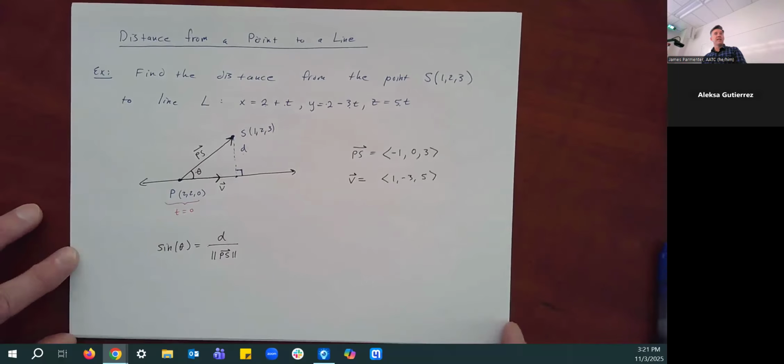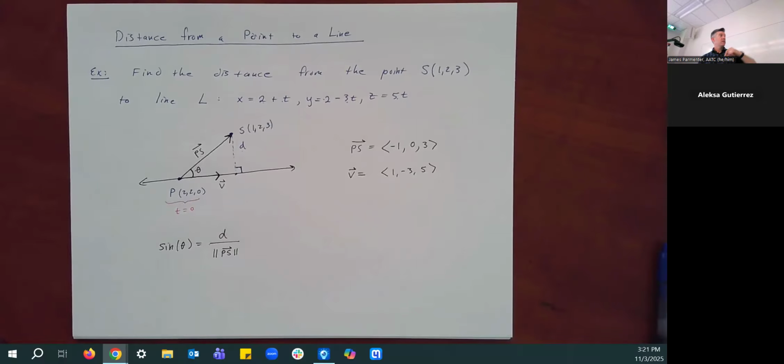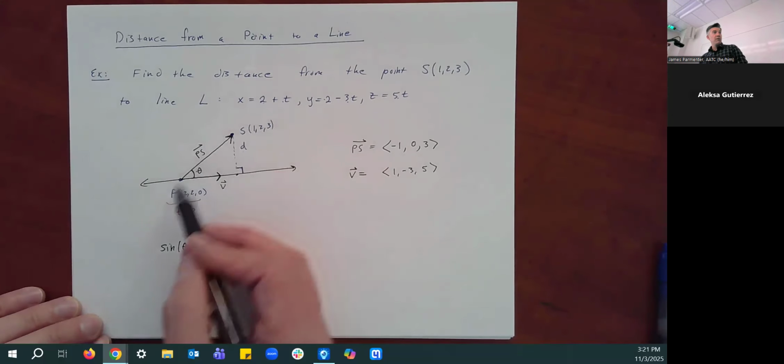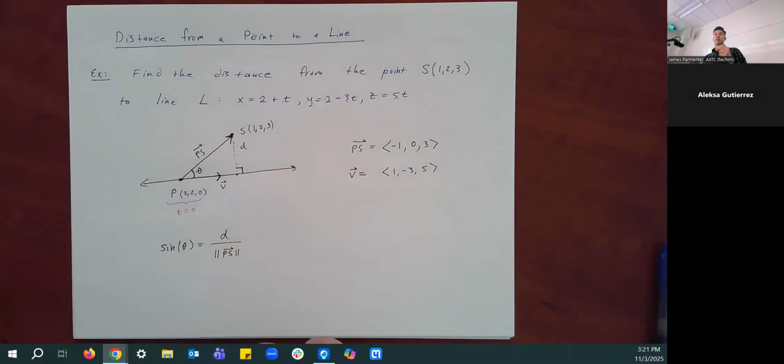A question? Say it one more time. For the vector PS? All I'm doing to find the vector PS is taking the S coordinates and subtracting the P coordinates. Whenever you have a vector that starts at one point and ends at another point, we're just finding the difference in the points, essentially for the x, y, and z parts of it.